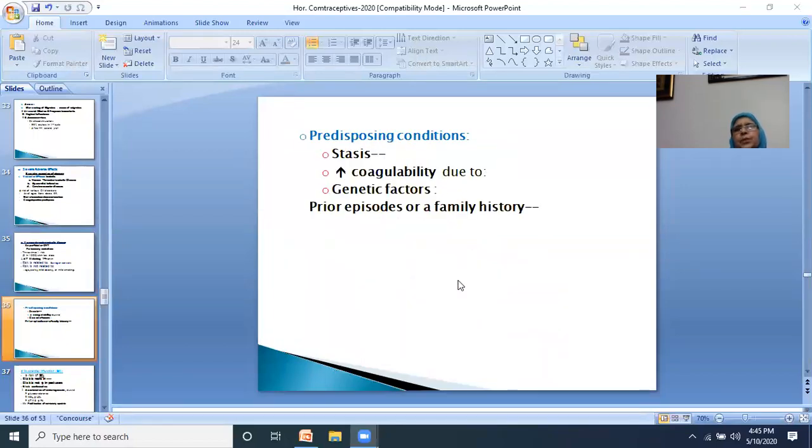There are certain conditions which predispose these females to these thromboembolic phenomena. Stasis, if there is decreased flow of blood in the veins, increased coagulability due to increased factors 7, 8, 9, 10, and decreased antithrombin 3, and platelet function is changed, and there is increased fibrinogen. So all these factors will predispose these ladies to thromboembolic phenomena. And genetic factors, because of the genes involved in the synthesis of protein C, S, hepatic factor 2, and others. Then if we have a family history or history of prior episodes, this can help us know that they are predisposed, and then we should take care.